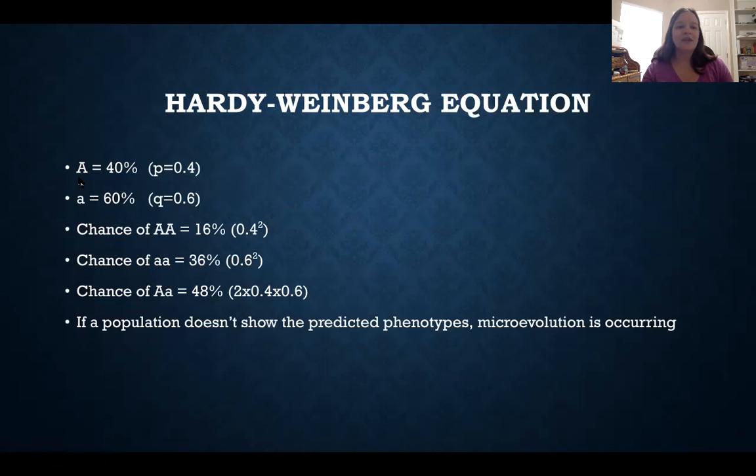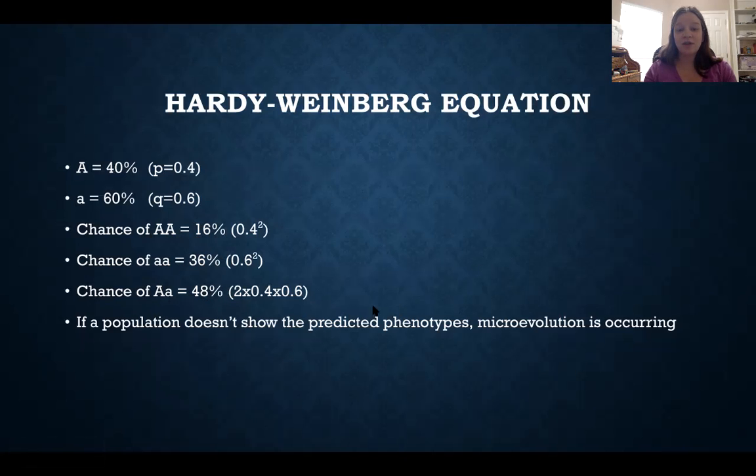So here we're looking at some trait. The dominant trait is 40%, and the recessive trait is 60% of the allele frequency in the population. So if the allele for the dominant trait is 40%, then P is equal to 0.4, and Q then is equal to 0.6. The chance of being homozygous dominant in this particular population would be 16%. The chance of being homozygous recessive is 36%. And then the chance of being heterozygous is 48%.